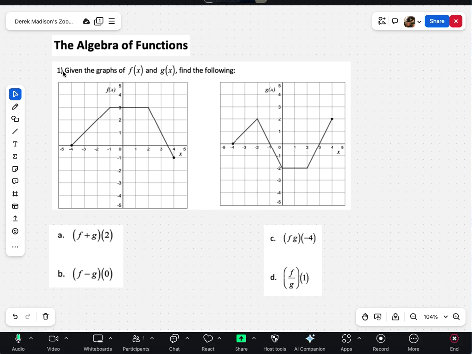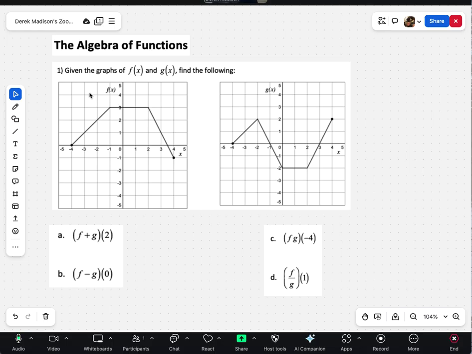Hey all, so in this section we're looking at the algebra of functions. We'll start off looking at the four basic operations: addition, subtraction, multiplication, and division, both while evaluating functions at a point, and then also just working with the equations themselves. So let's get into it.